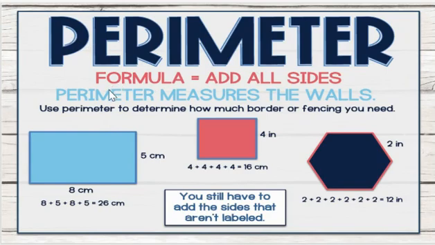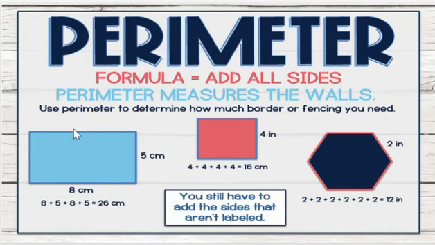Perimeter is going to measure the walls. It's going to measure the fence. Perimeter measures the outside of a shape. Area measures the inside, the floor. Perimeter measures the outside, which is the walls. Our formula is simply that you add up all the sides. You're going to have to use some tricks to find all the sides, but perimeter is just adding up all the sides, adding up the walls.